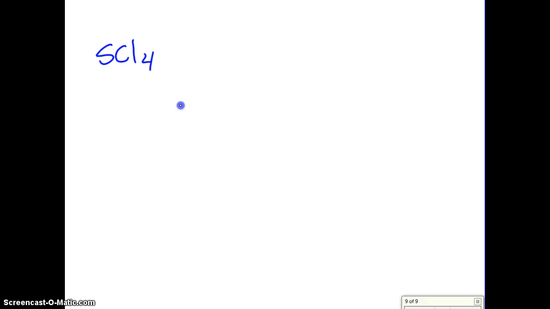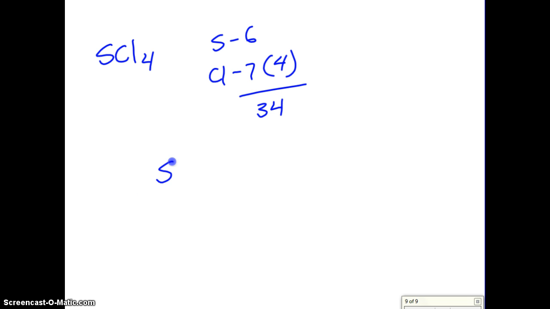SCl4, sulfur tetrachloride. Well, sulfur has 6 valence electrons. Chlorine has 7, and we have 4 of them. So what that gives us is 28 electrons from chlorine plus 6 from sulfur, so a total of 34 electrons to have to show in this one. So again, sulfur's our central atom because it's the first and the farthest to the left. So we draw our 4 chlorines around it.